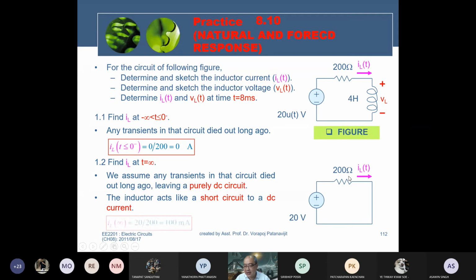After you short circuit the inductor, you can see that the circuit comprises a single voltage source and a single resistor. The inductor current equals V divided by R, or 20 divided by 200. It equals 0.1 amp, or 100 milliamp.